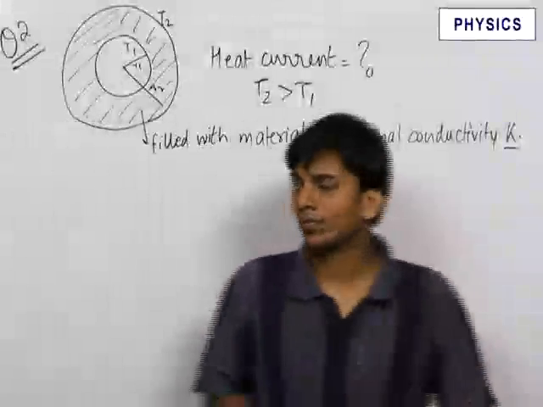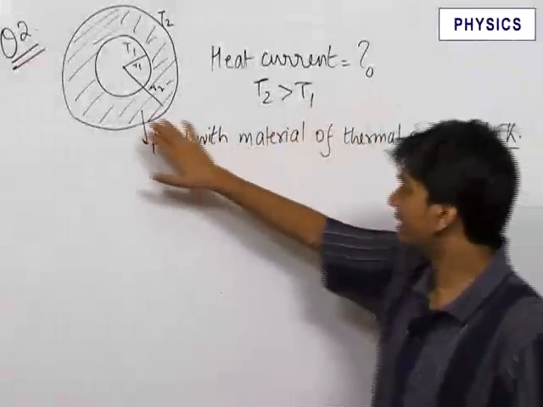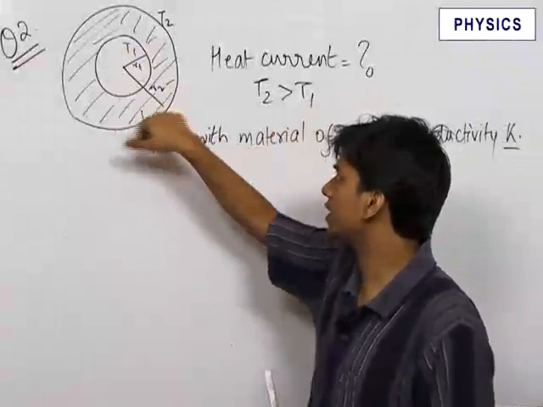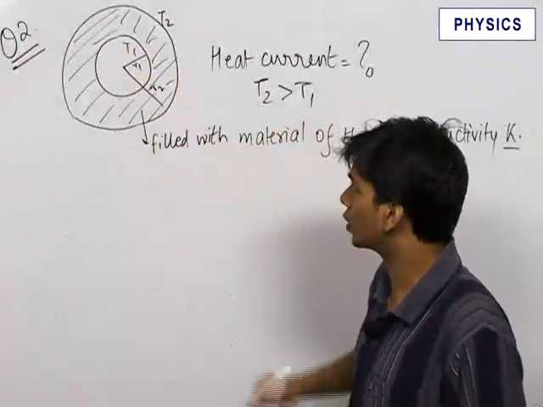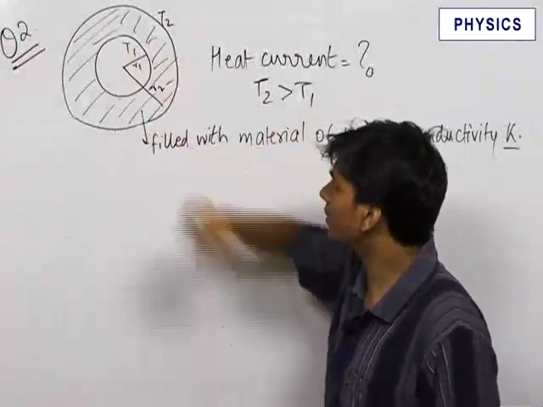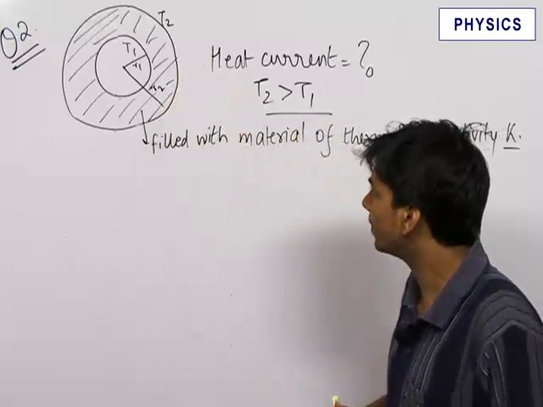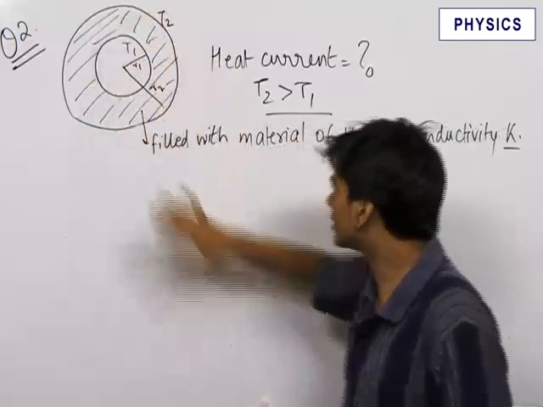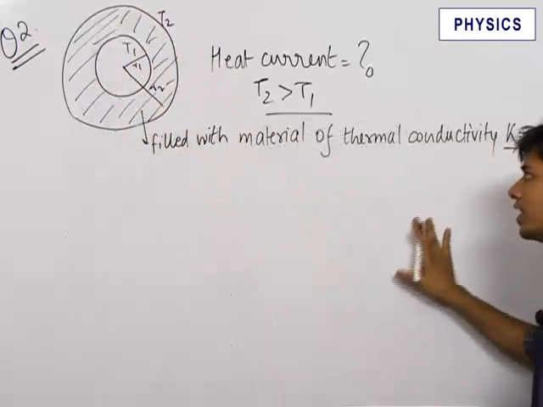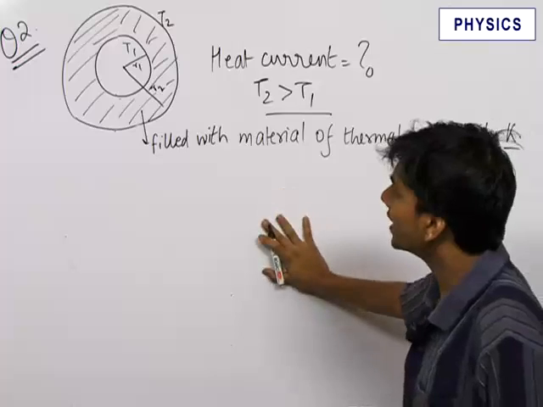So in this question, we need to find out the heat current in this given situation when we have two thin spherical shells of radius R1 and R2. The inner wall is maintained at a temperature of T1 and the outer wall is maintained at a temperature of T2 such that T2 is greater than T1. The region between these two shells is filled with a material of thermal conductivity K. We need to find out the heat current.